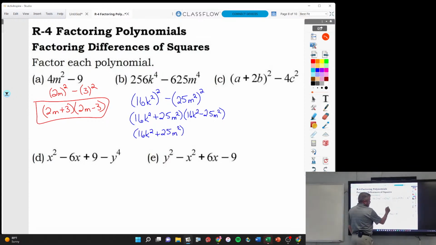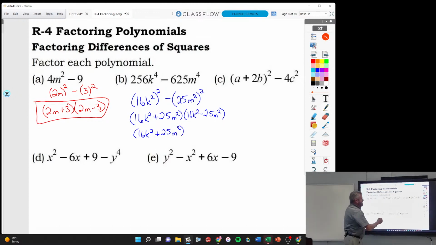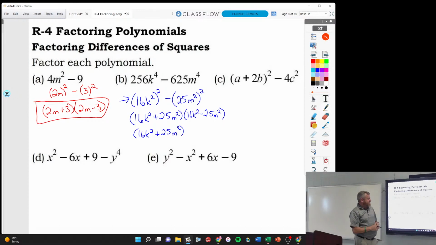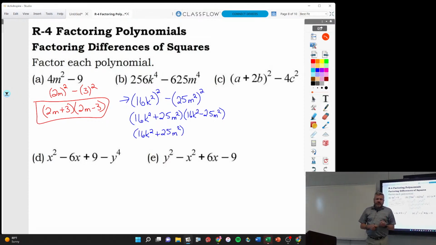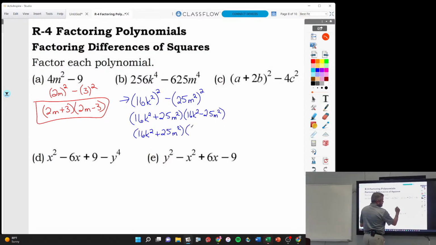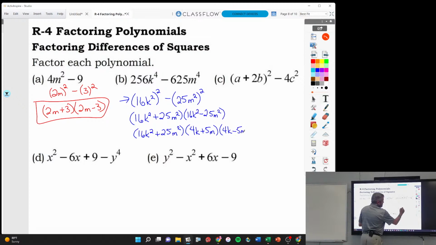The second term, I'm not going to write it down like this, like I have been. Let's just look at that. 16k squared, that comes from 4k times 4k. 25m squared, that comes from 5m times 5m. We are subtracting. It's a difference of squares. So it's going to factor into 4k plus 5m times 4k minus 5m.